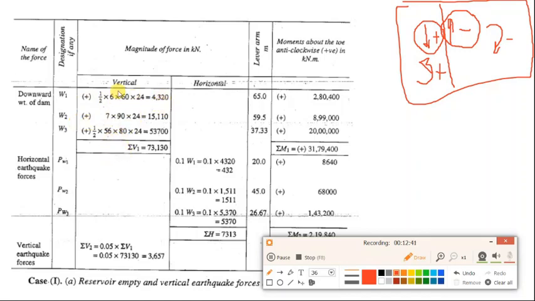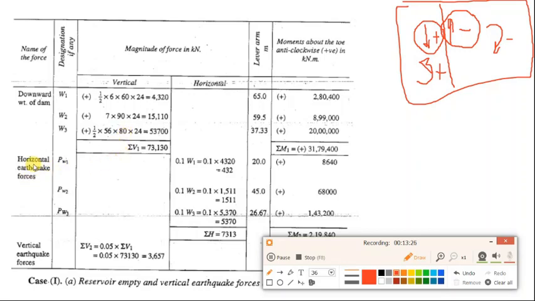So taking the sum of all the weights will give you the total vertical weight of the gravity dam, which will be equal to 73,130. Now multiplying each weight W1 with its lever arm will give you the moment. Since this produces an anti-clockwise moment, it is positive. Similarly for W2 and W3, and the sum of all the moments will give you summation M1, and summation V1 is the vertical downward weight.